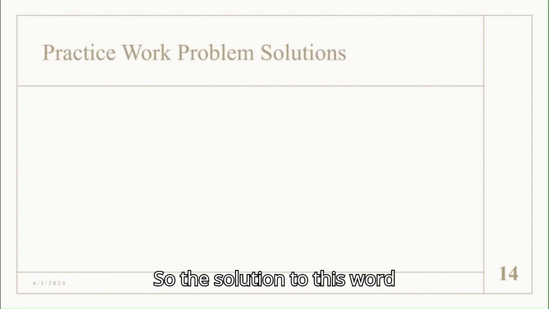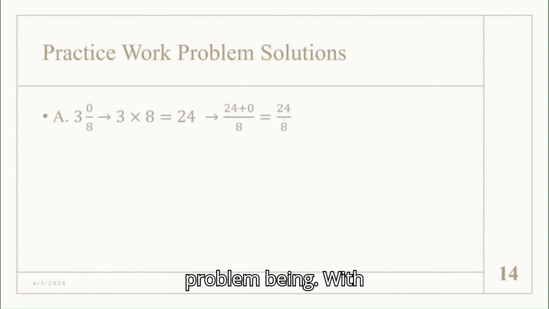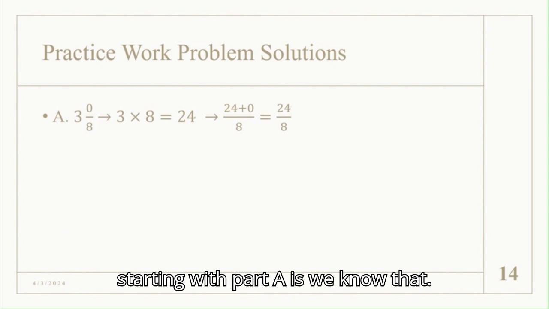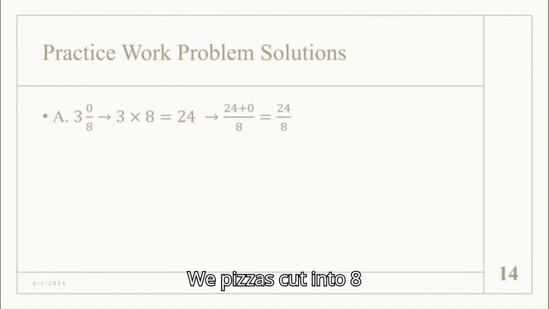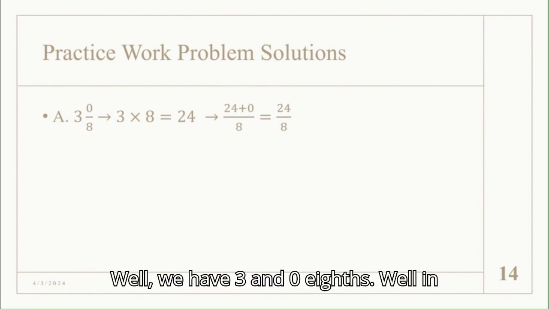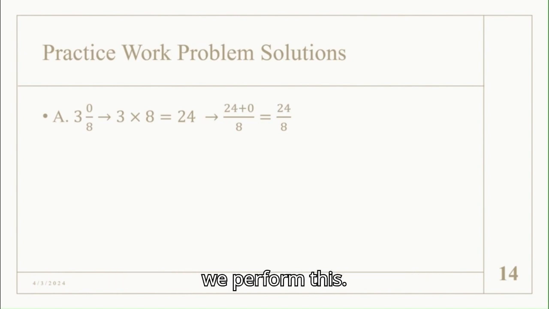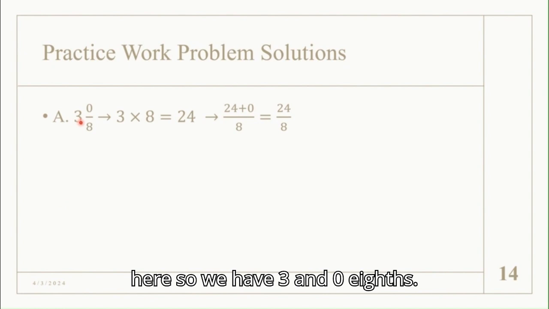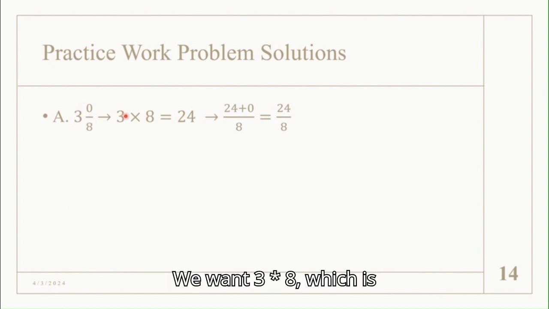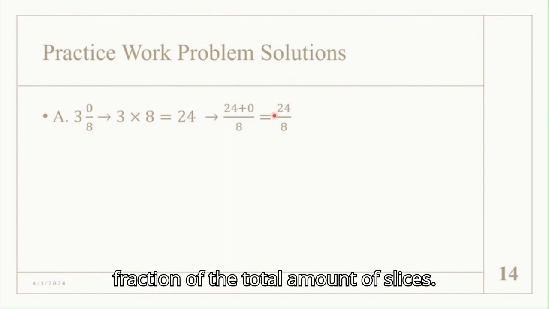So the solution to this word problem, starting with part A, is we know that 3 pizzas cut into 8 slices, we have 3 and 0/8. In order to get the total amount of slices, we perform this operation here. We want 3 times 8, which is 24. 24 plus 0 gives us 24 divided by 8. So that's the improper fraction of the total amount of slices.